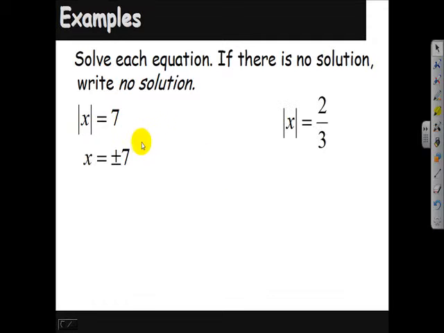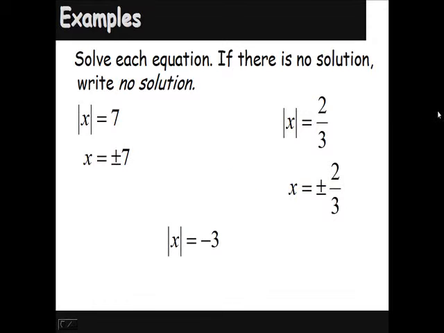In general, absolute value equations are going to have two solutions. How about absolute value of x equals 2/3? Well, the same principle holds as for the 7. In general, we could put in either a 2/3 or a negative 2/3 and get 2/3 back out of the absolute value. So x could either be 2/3 or negative 2/3.